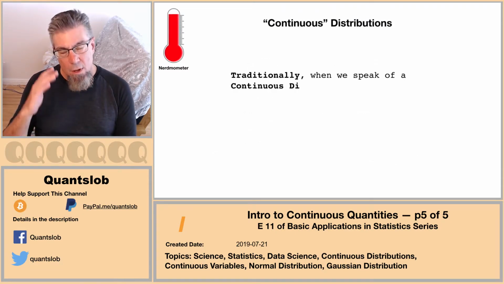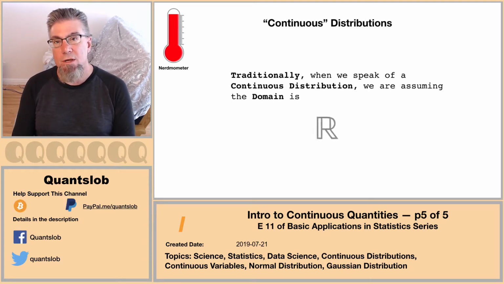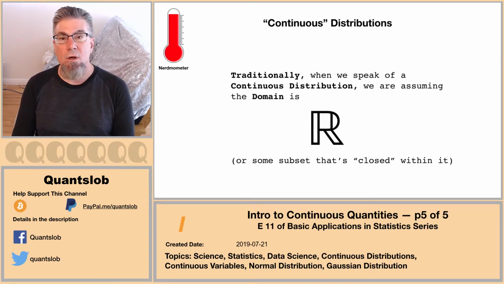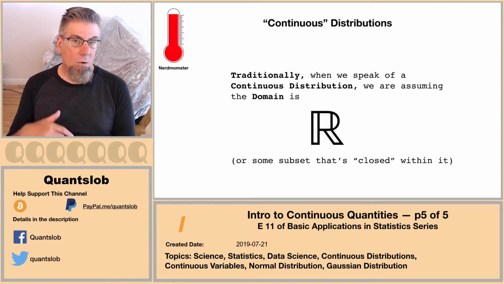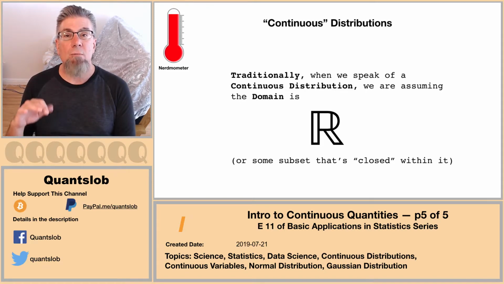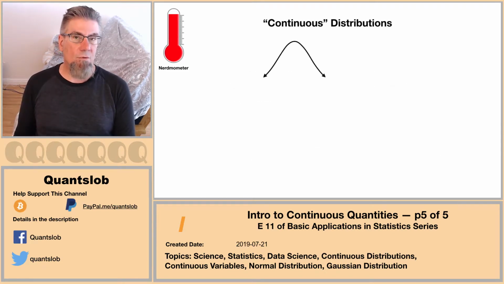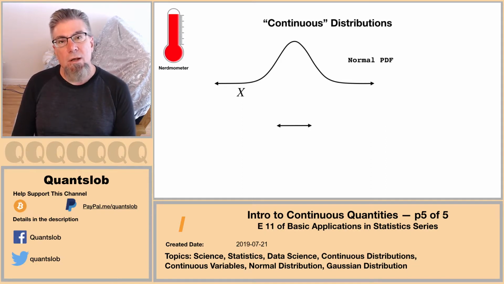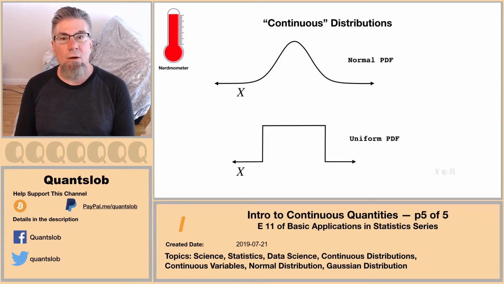So this is important. Traditionally, when we encounter so-called continuous distributions or their associated continuous variables, we assume that the domain is the real numbers. That is the union of all the rational numbers and all the irrational numbers, or some subset that is closed within it. And when I say traditionally, I mean like deeply rooted in the theory of calculus and the theory of measure theory and set theory. And when I say deeply rooted, I mean like many decades and even centuries worth of roots. As a result, probability density functions are most always defined over the real numbers.